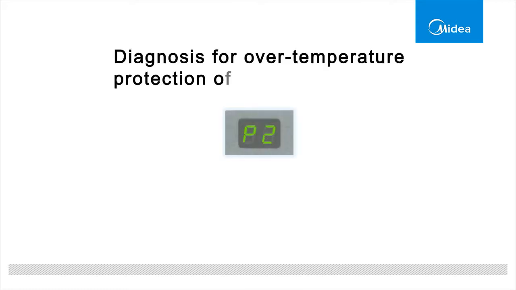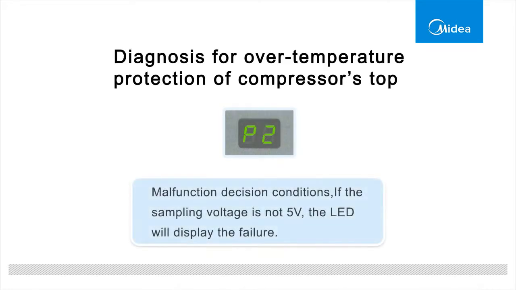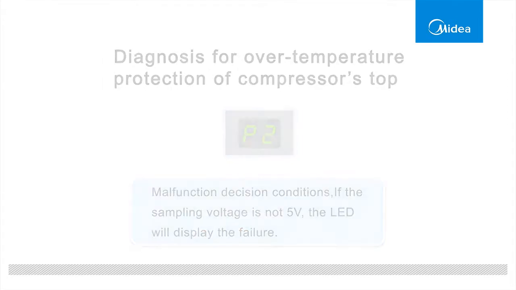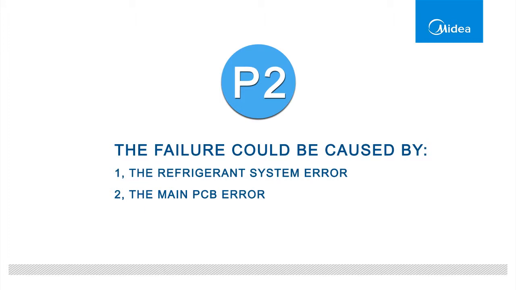When the indoor unit displays P2, that indicates over-temperature protection of the compressor's top. Malfunction decision conditions: if the sampling voltage is not 5 volts, the LED will display the failure. The failure could be caused by: 1. The refrigeration system error, 2. The main PCB error.